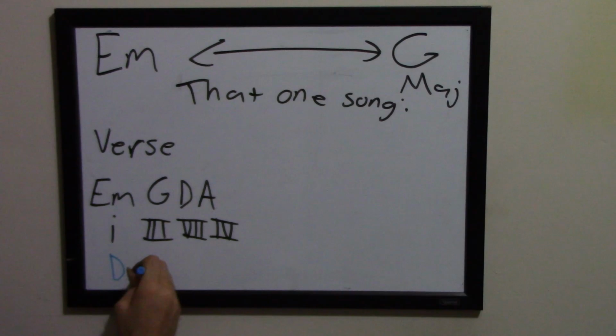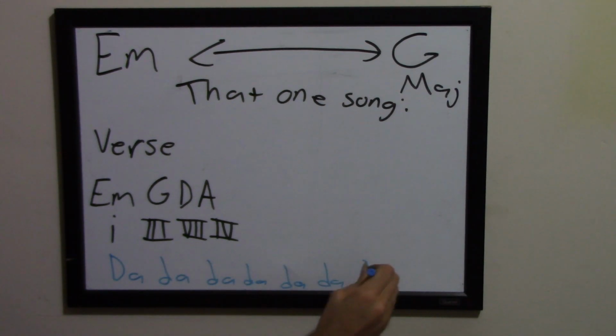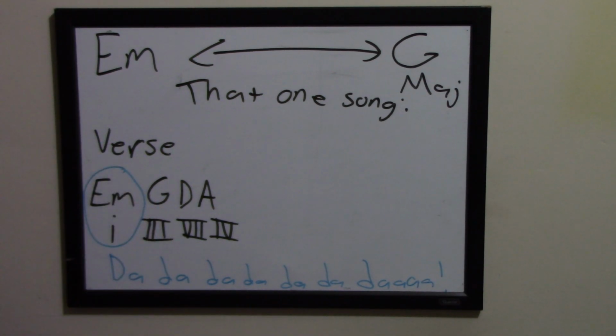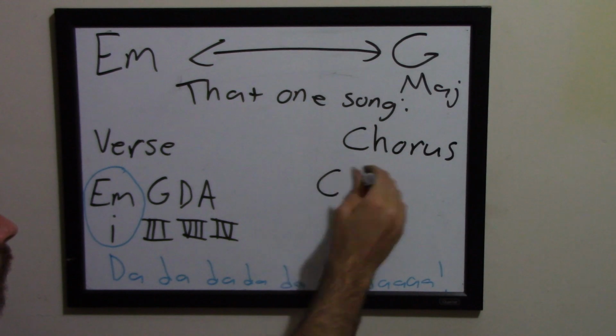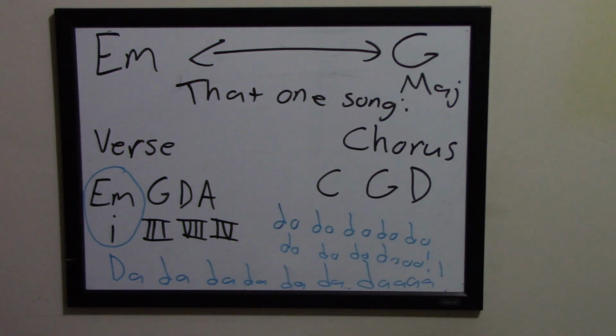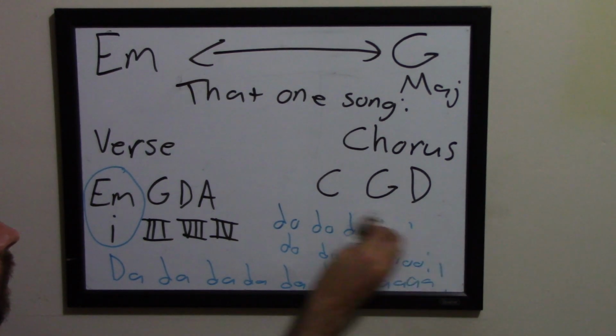Today is gonna be the day, da da da da da da. Right? Very minor key. The center of it is right there on that E minor. But what is the chorus? And maybe the chorus is C, G, D.